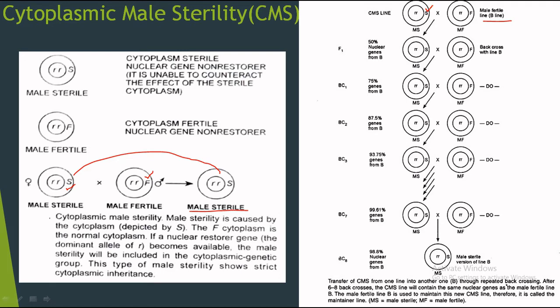After repeated backcrossing of the F1 with the B line, at the BC7 generation we will almost get 99.61% genes from B. So we will retrieve the nuclear gene of B in the new generation, and we will also get this sterile cytoplasm from the mother. So at last in BC8 we will get mostly all the nuclear genes from line B and the sterile cytoplasm from the mother plant. So it will be the male sterile version of line B.